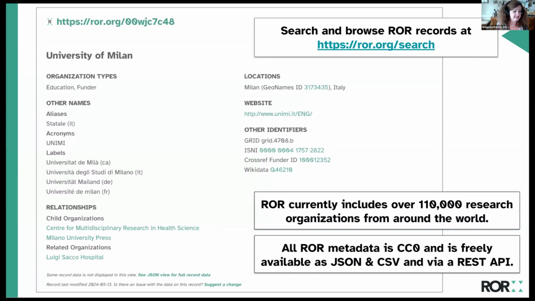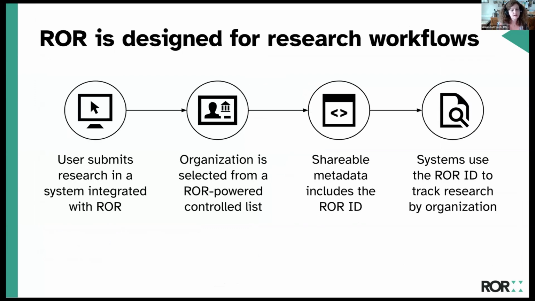All ROR metadata is CC0, and of course, while this is a nice web view, the really powerful value of ROR is that it's available as exchangeable data in both JSON and CSV formats and via a completely free REST API. So this is typically how ROR is implemented.